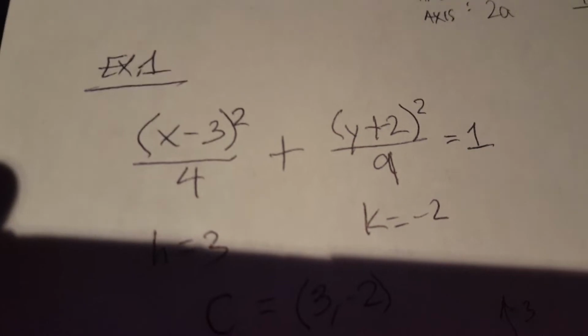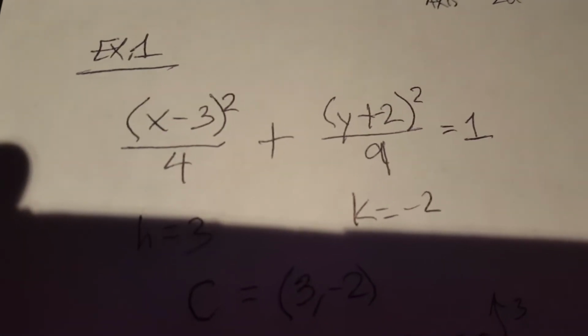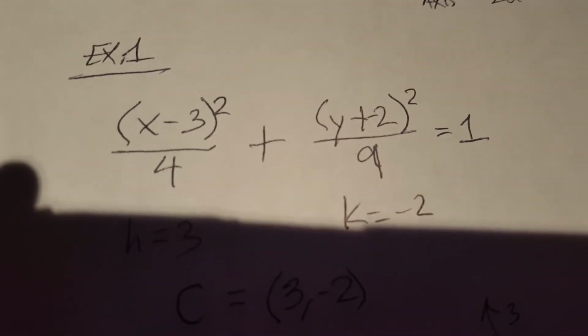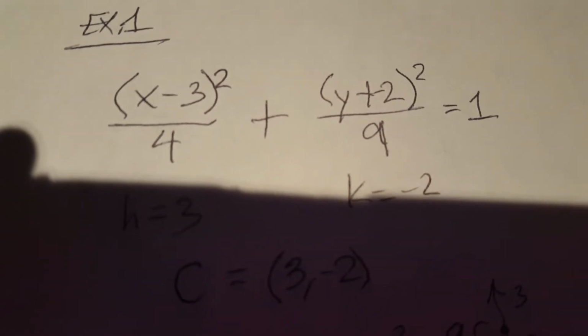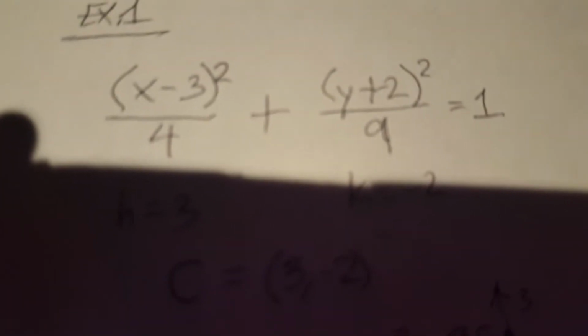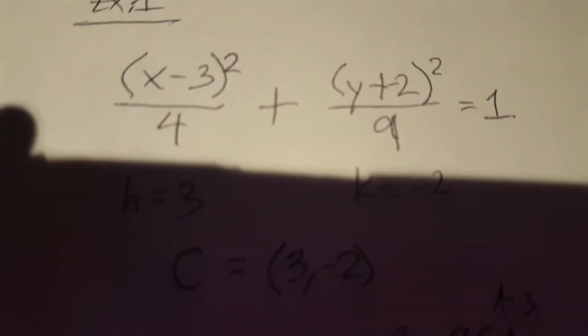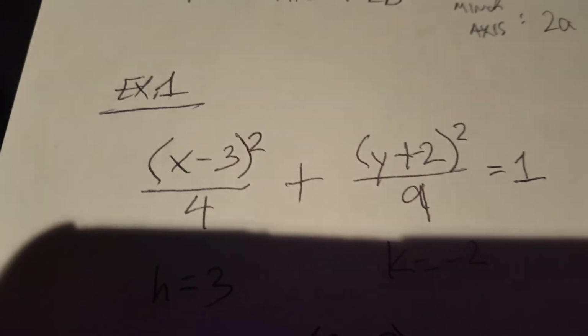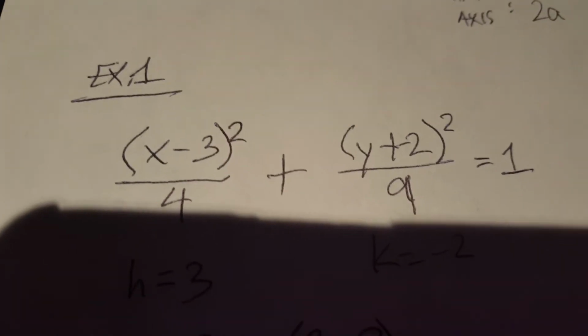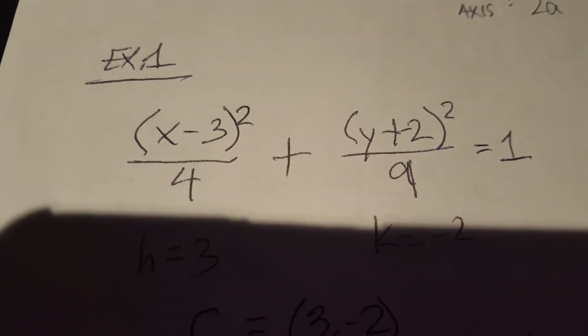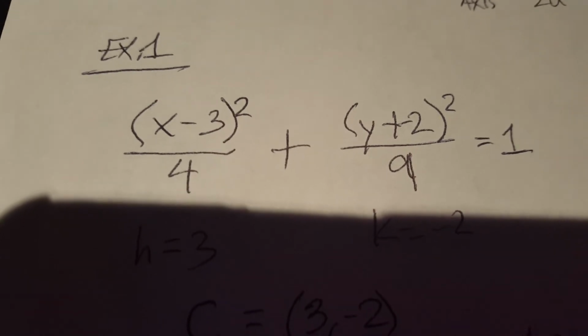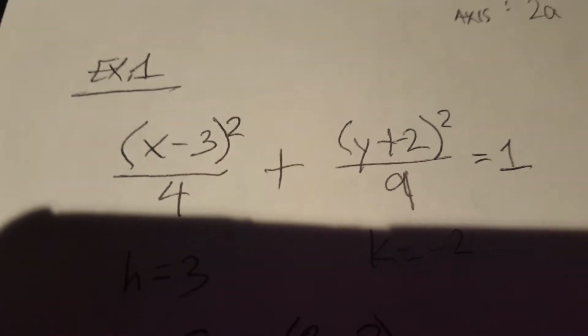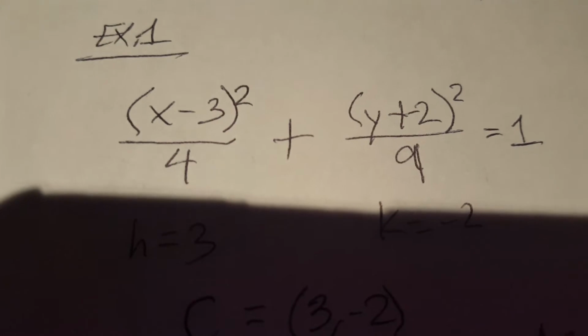Okay, so let's look at an example. Let's say that we had (x minus 3) squared over 4 plus (y plus 2) squared over 9 equal to 1. Everything you need you should be able to find just by looking at this. Your h in this case is going to be 3, because that's what's being subtracted. Your k is actually negative 2. It's like saying y minus negative 2.